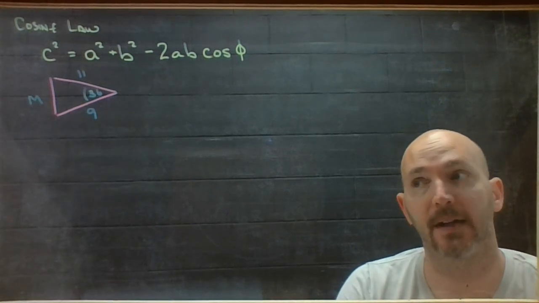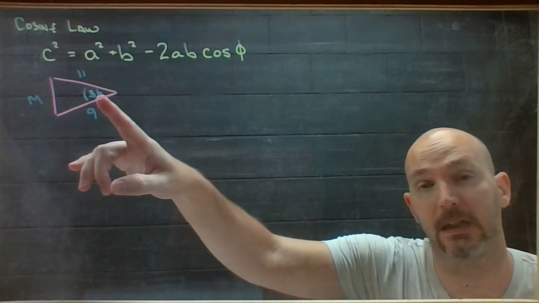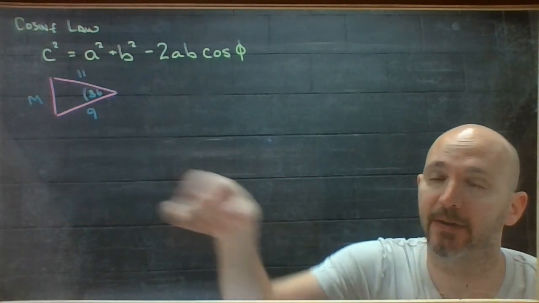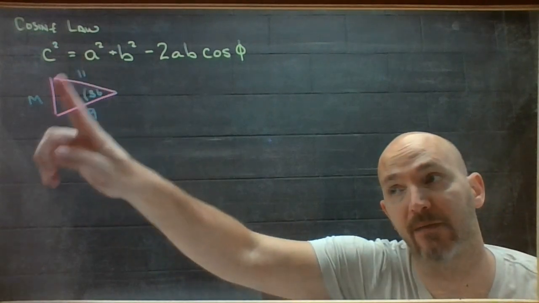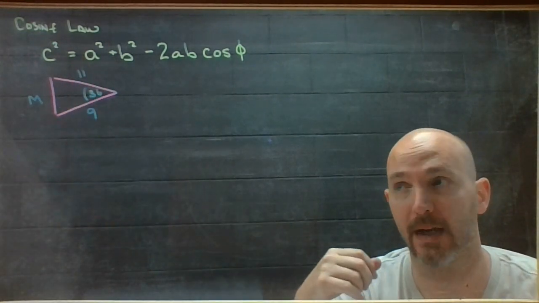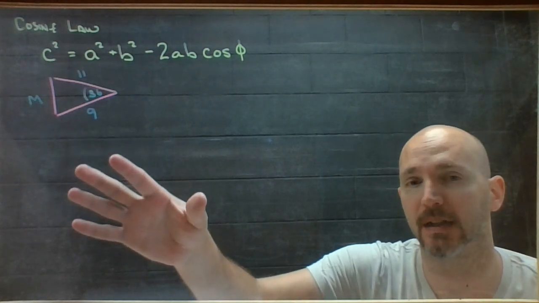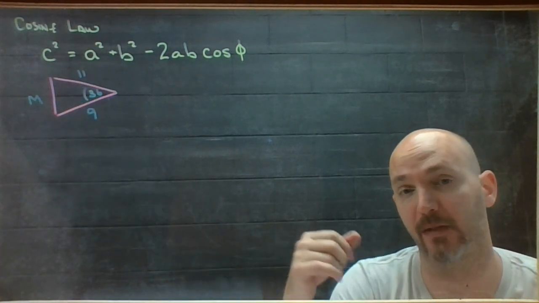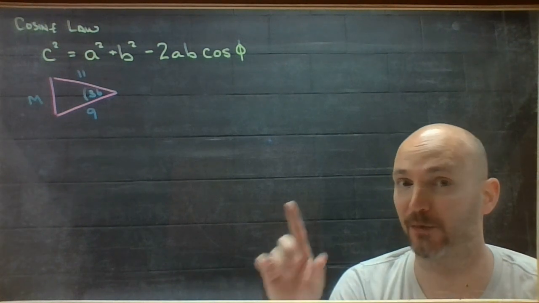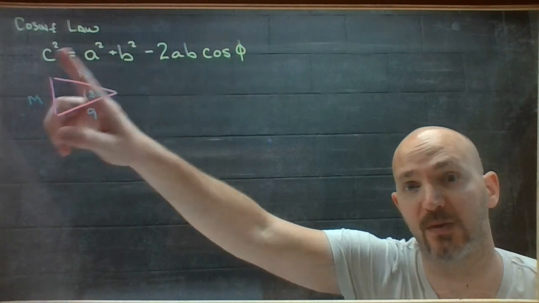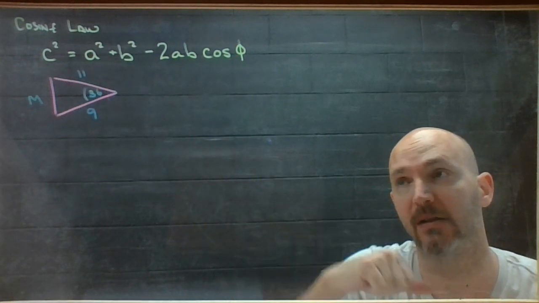I have a triangle here where I know an angle and I know two sides, and I'm being asked to find a third, and I have not been given a right angle. So I can't use basic SOHCAHTOA on this because it's not a right angle triangle. But never fear, that doesn't mean it's unsolvable. It just needs a more complicated tool. So we're going to have to use cosine law.